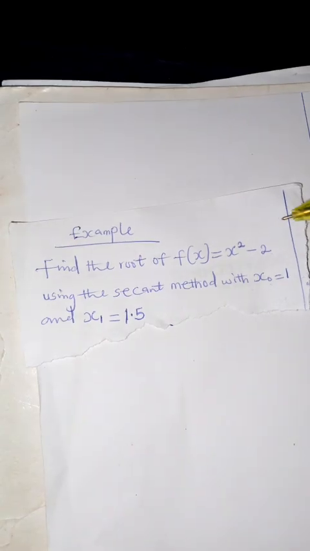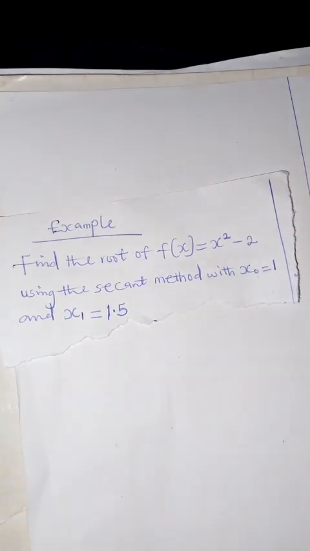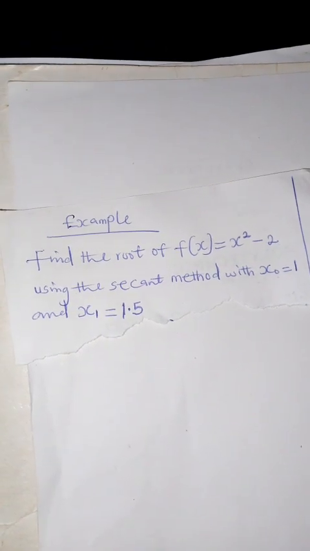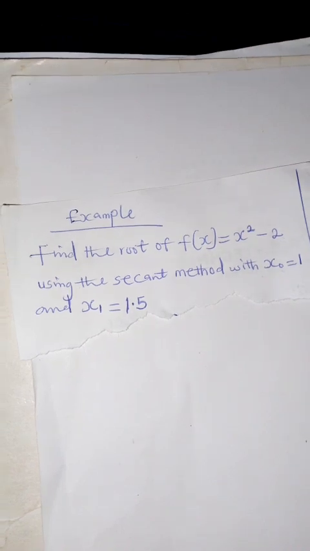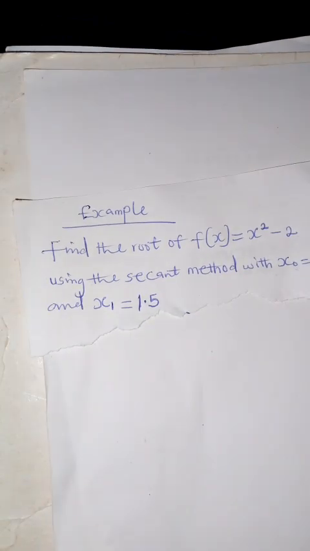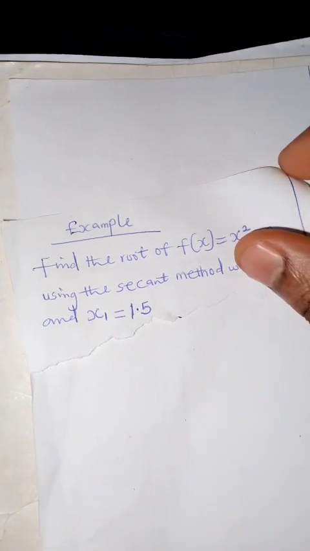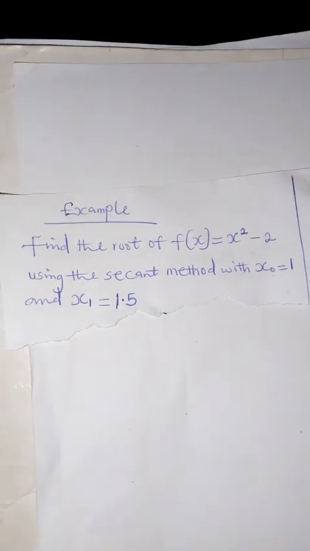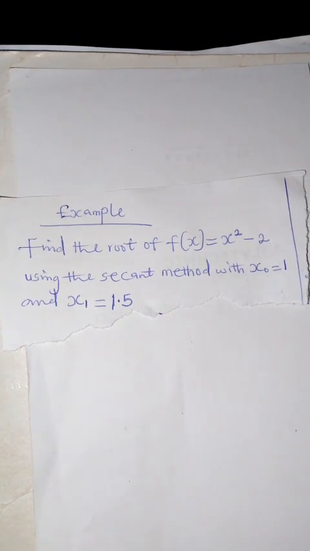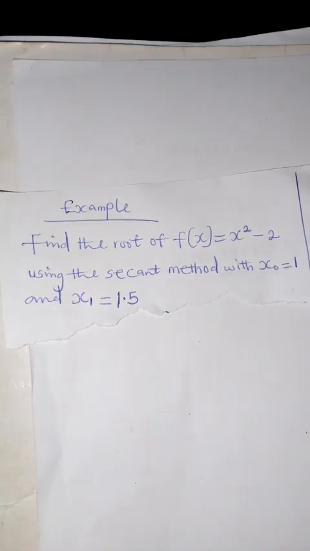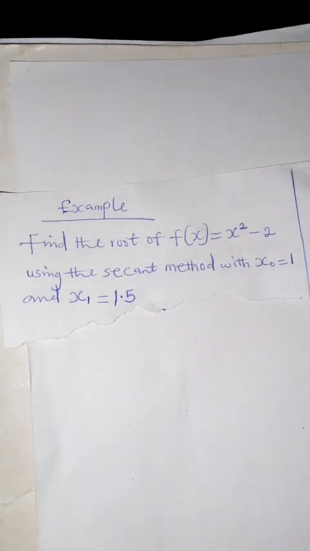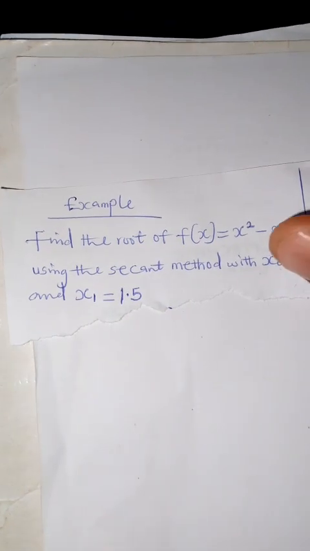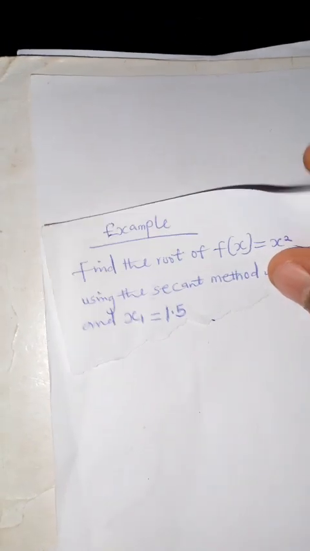The question says: find the root of f of x equal to x squared minus 2 using the secant method with x0 equal to 1 and x1 equal to 1.5. So we are going to be using the secant method to solve this question. Now what is the secant method? The secant method is an iterative numerical method that is used to find the root of an equation. So without wasting too much of your time, let's just dive in.